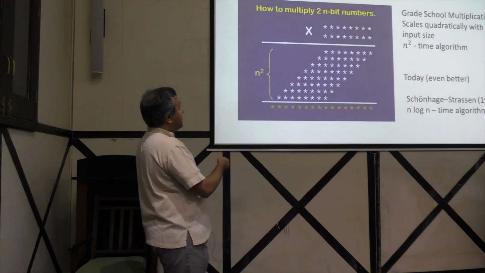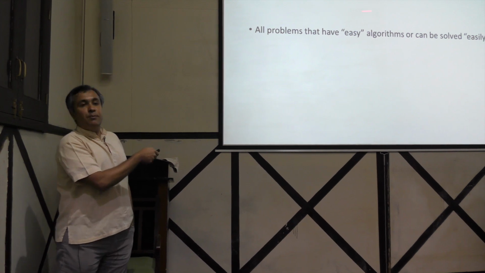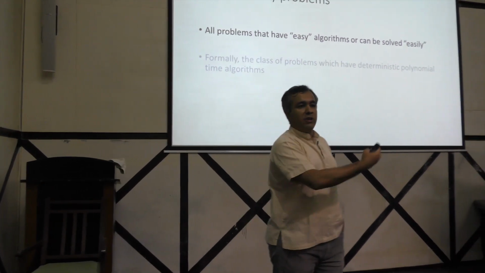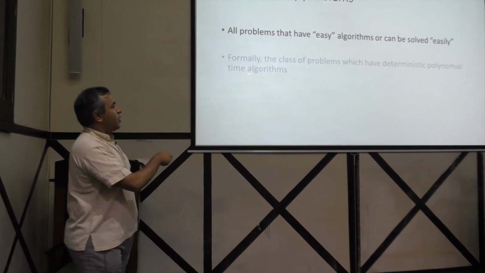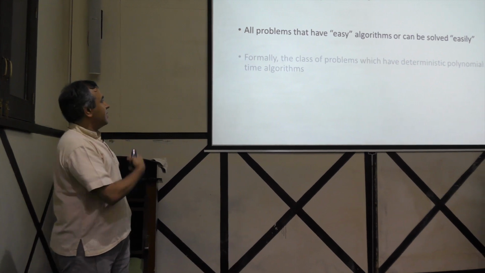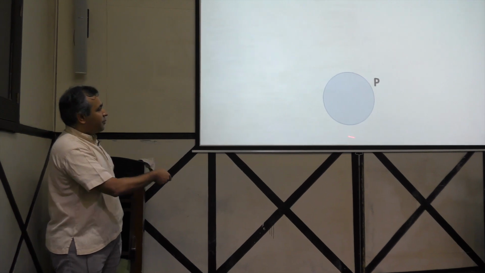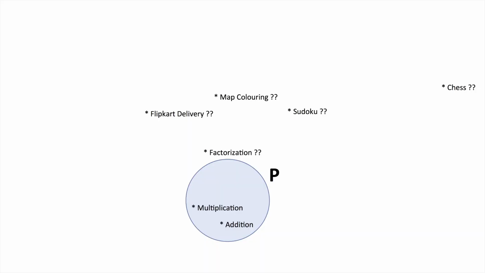Based on this, we're going to define what I'll call the class P. The class P is going to be the class of easy problems for us. Formally, it is the class of problems which have polynomial time algorithms, for which there exists an algorithm that scales polynomially with respect to the input size. You can make this more formal, but that's good enough for us. Addition and multiplication were two examples of problems that fell into this class. P stands for polynomial time.